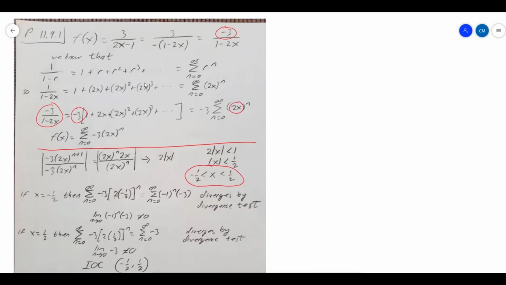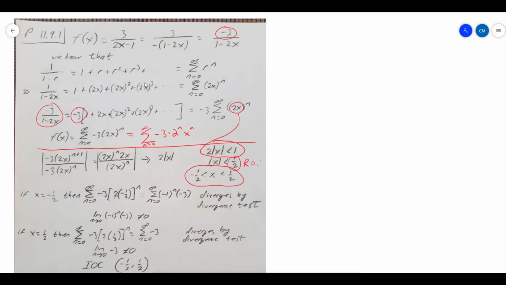And then if you want to, you could even rewrite it as -3 times 2 to the n, x to the n. Okay, and then again, just based on the fact that this is a geometric power series, you can take that 2x, and that is the quantity right there that needs to be less than 1. Okay, and then just solve that. This is the radius of convergence here.